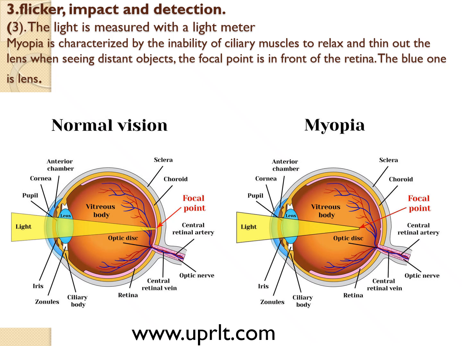Myopia is characterized by the inability of ciliary muscles to relax and thin out the lens when seeing distant objects. The focal point is in front of the retina. The blue one is the lens.